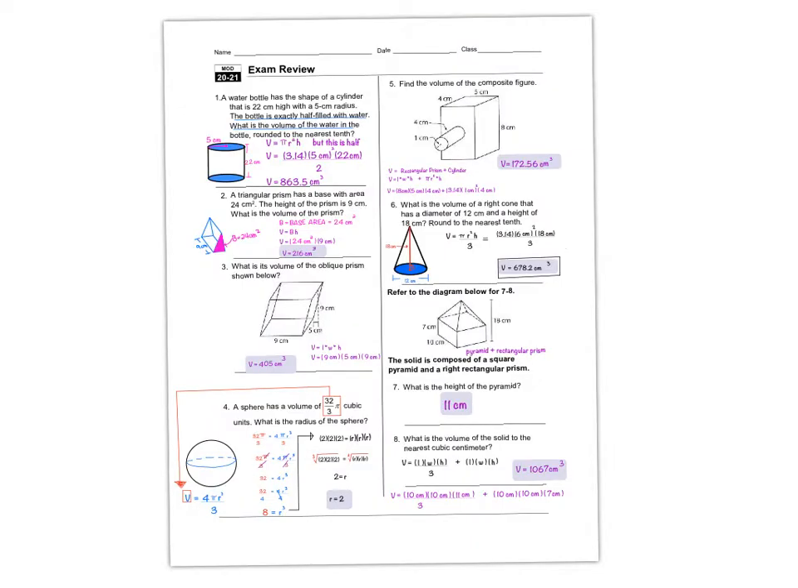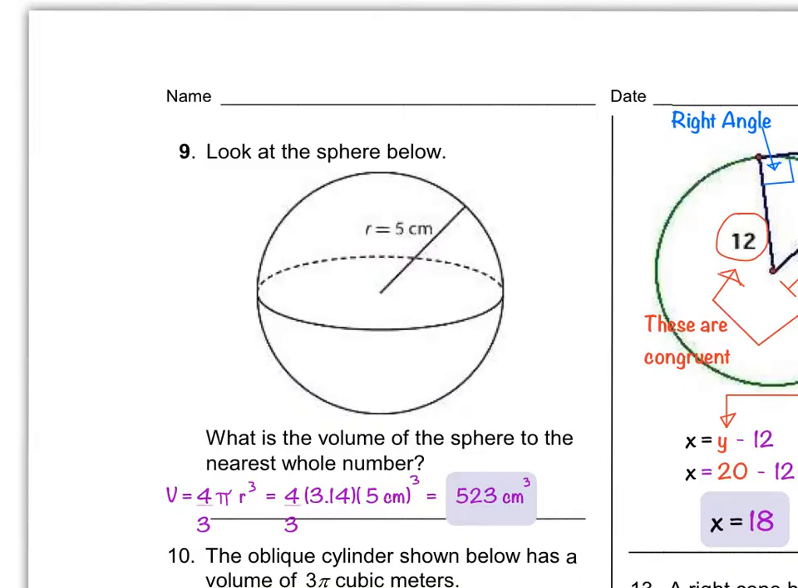That completes page 1 of your review. So problem number 9, page 2, begins with a sphere with a radius of 5 centimeters. The formula for the volume is 4 times pi r cubed divided by 3.